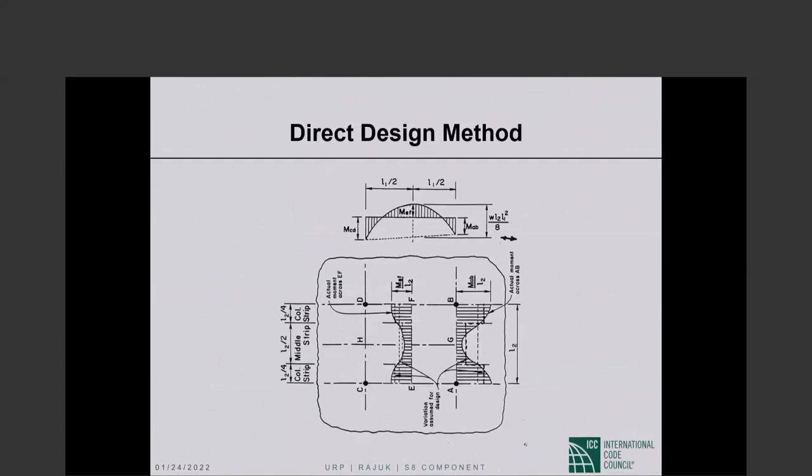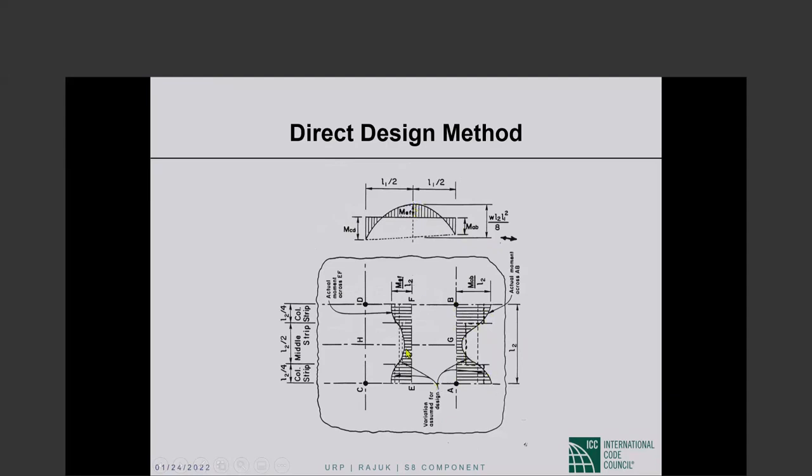Okay. Now, we have M sub 0. We have distributed that to support moments and the span moment. Now, this support moment is for the entire width of the panel. And across the width of the panel, this support moment does not vary uniformly. The variation is more like shown in the picture.